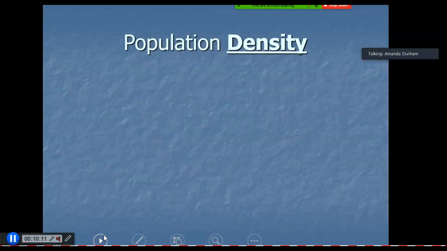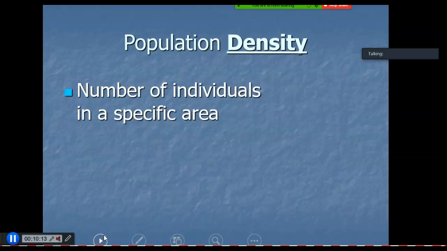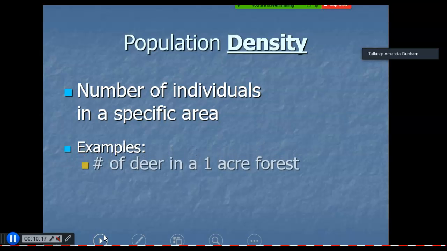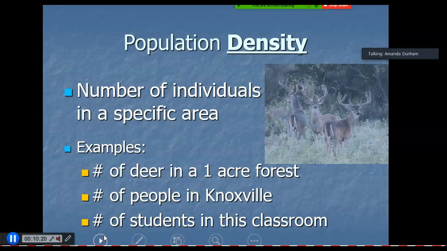Moving on. Population density, okay? A population is the number of individuals of the same species in an area. So there's a population of, you could say, humans on Earth, or you could say humans in the United States.